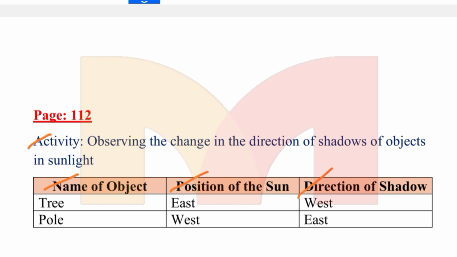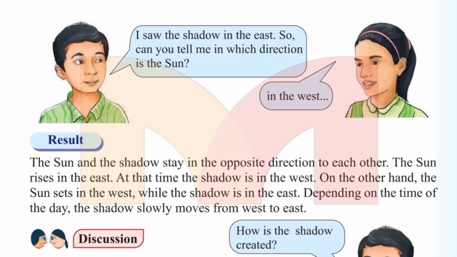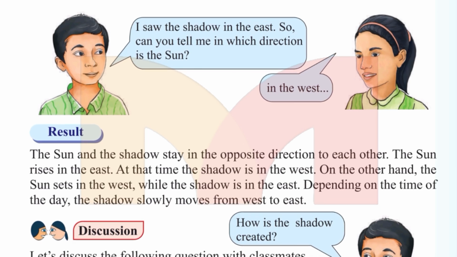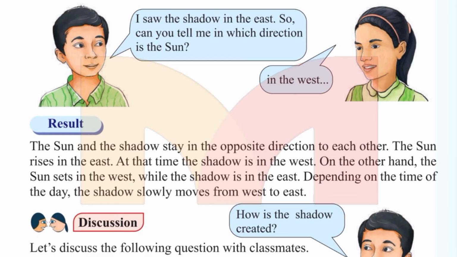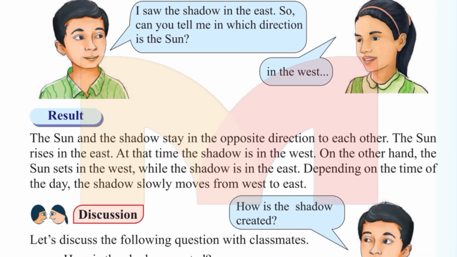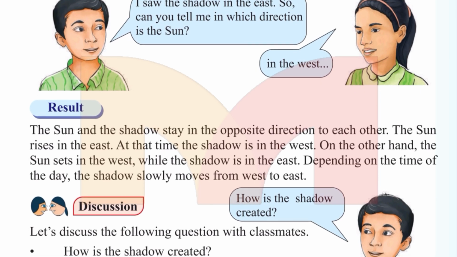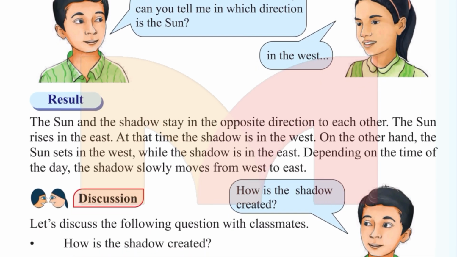Now let's go back to the book. Where in the next page, I saw the shadow in the east. So can you tell me in which direction is the sun? In the west. Result: the sun and the shadow stay in the opposite direction to each other.